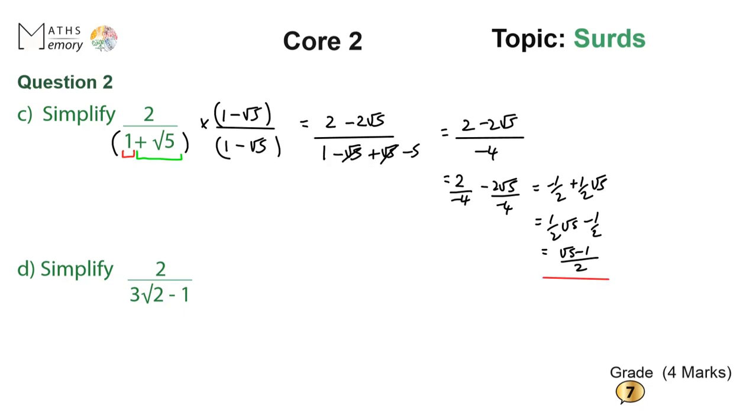Let's do part D over here. 2 over 3 root 2 minus 1. So again, we have two different things over here. We have 3 root 2 and we have the minus 1. So we're going to get the positive version of this. So this will be 3 root 2 plus 1. And this whole thing will be over, same thing, 3 root 2 plus 1 again.